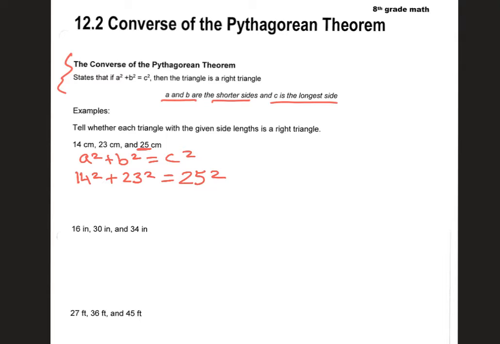14 squared is 196 plus 23 squared is 529 equals 25 squared, which is 625. Now you add these together. 196 plus 529 is 725, so it does not equal 625. So this one is not a right triangle.